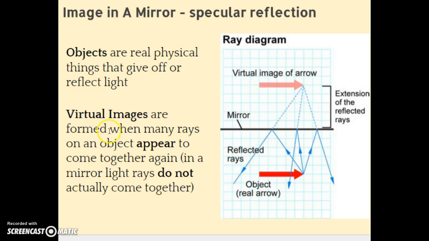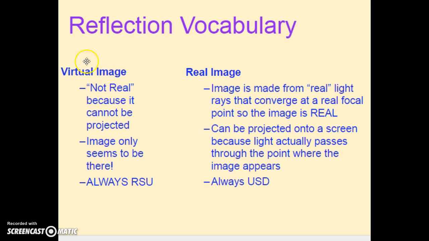So, objects in a mirror for specular reflection. Objects are real physical things that give off or reflect light. Virtual images are formed when many rays from an object appear to come together again. In the mirror, light rays do not actually come together. So if this is the real image of the arrow, notice it's giving off light. If this here is the mirror, we view it as being over here, but it's not actually giving off the light. So a virtual image is not real because it cannot be projected.